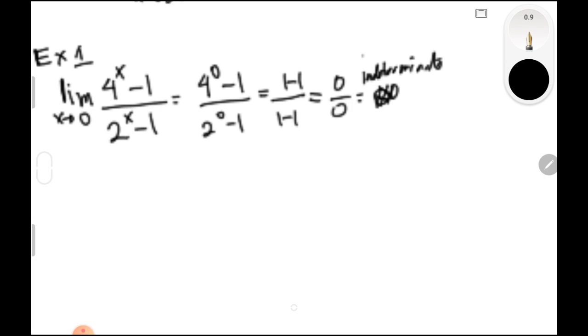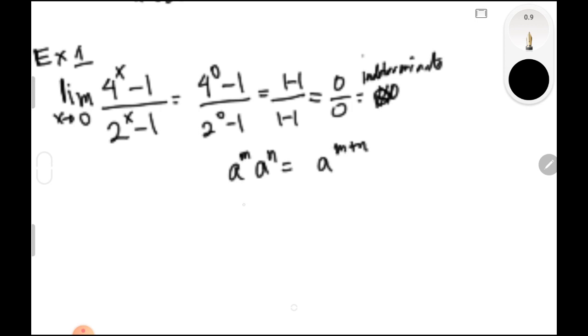So therefore, since that is indeterminate, let us find ways to get the value of the limit of this function. So recall our exponential equations, kung paano ba nangyari yung mga exponents natin. Okay, so we know that a raised to m multiplied by a raised to n is just equal to a raised to m plus n.